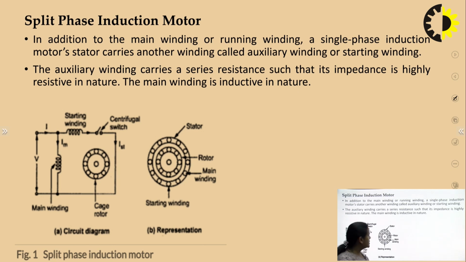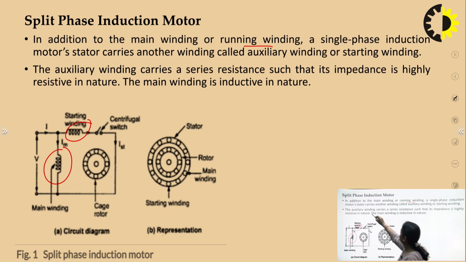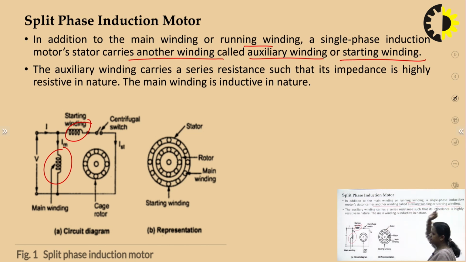In a split phase induction motor, in addition to this main winding, or we can say a running winding, we have one auxiliary winding or starting winding, right? In addition to the main winding or running winding, a single phase induction motor stator carries another winding which is called auxiliary winding or starting winding. This is the extra winding which we have added.